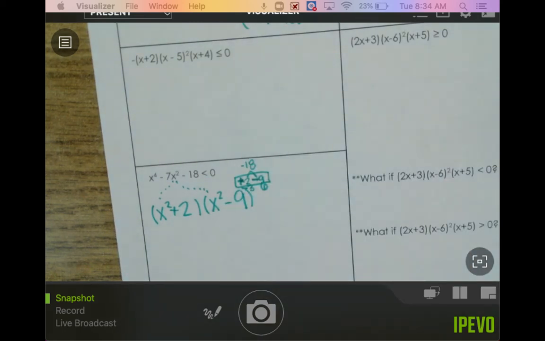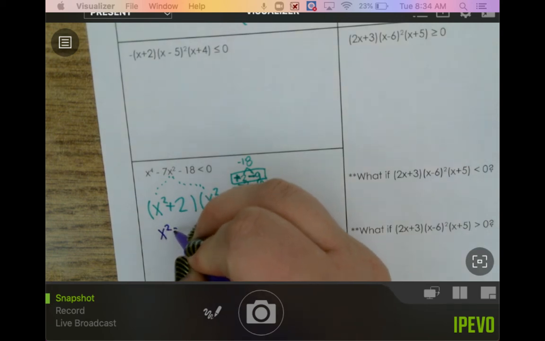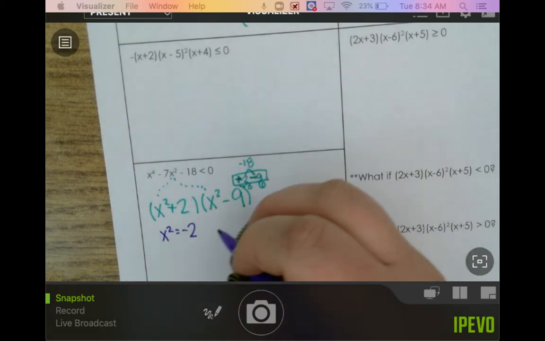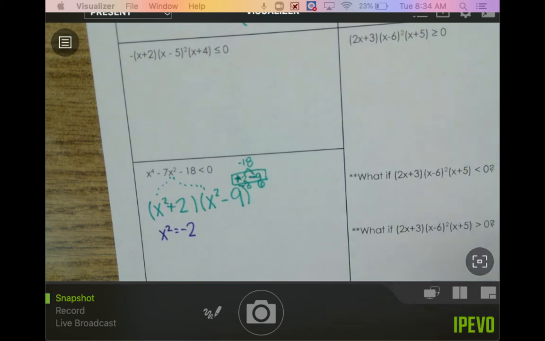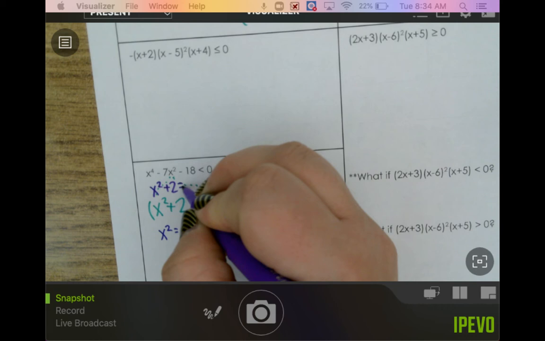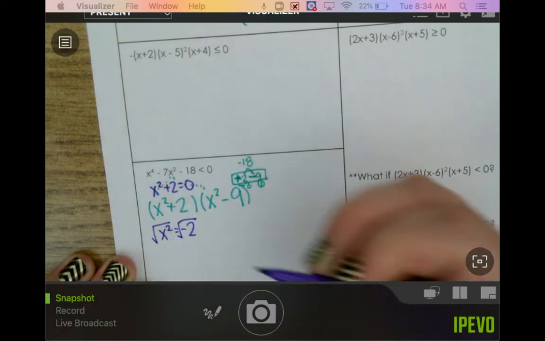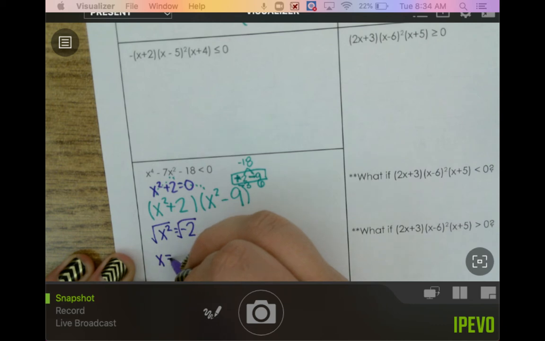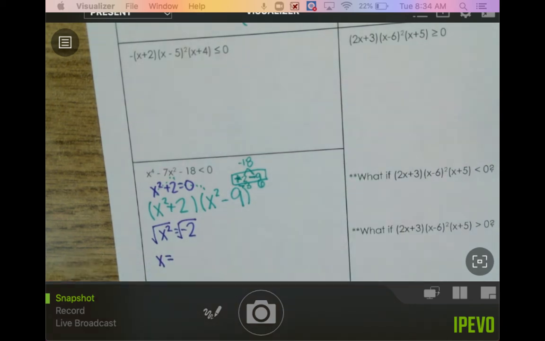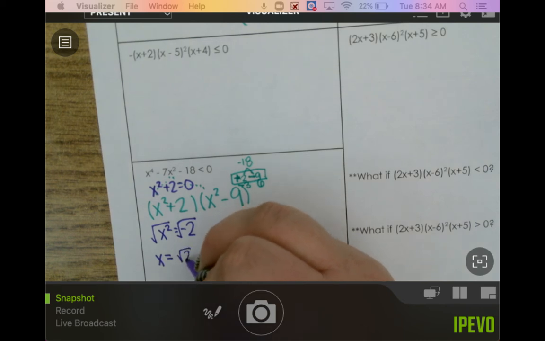And then you do have to solve this. It's going to be x squared equals the opposite of what's in the parentheses. I am going to take a second to review why. If you took this factor and set it equal to 0, the first thing you would do is subtract that 2 to the other side. And then you need to take the square root. What happens when you take the square root of negative 2? Yeah, it's imaginary. So technically it's this.